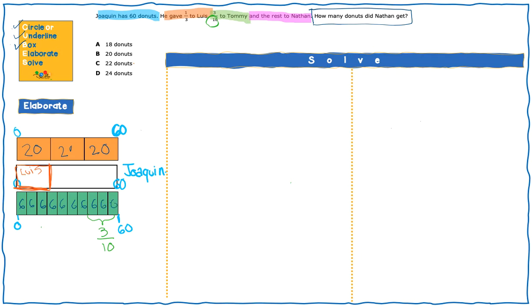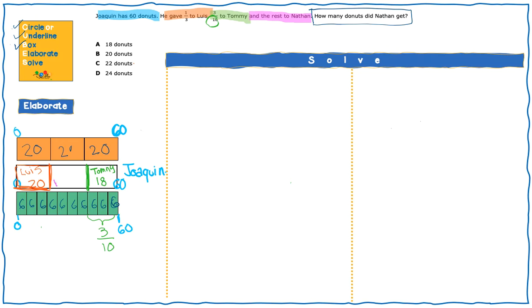This is awesome. Great. So then I'm going to use my green because I'm working with Tommy. Great. So then I'm going to say 3/10. So that is 1, 2, 3. So up to here. This is Tommy. Now this is the piece for Tommy. And also I know that's gonna be 18. And I know that Luis was 20. See? Now the question is, the rest will be for Nathan.